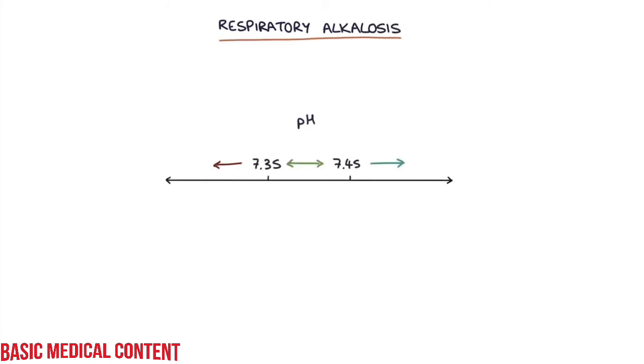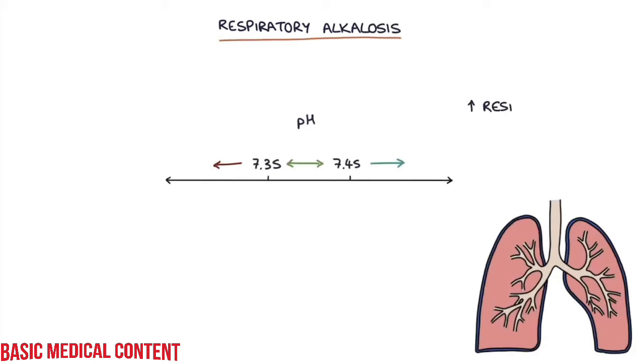Next, let's talk about respiratory alkalosis. Respiratory alkalosis occurs when a patient has a raised respiratory rate and blows off too much carbon dioxide. There will be a high pH, or an alkalosis, and a low PaCO2.